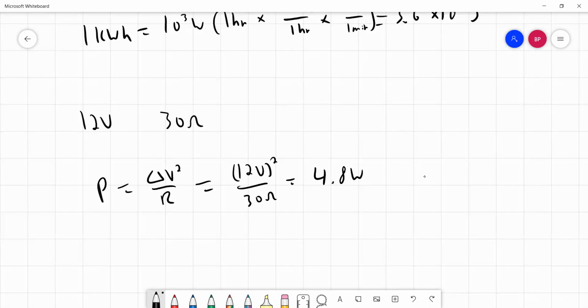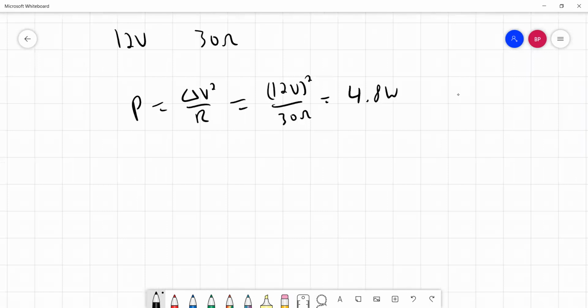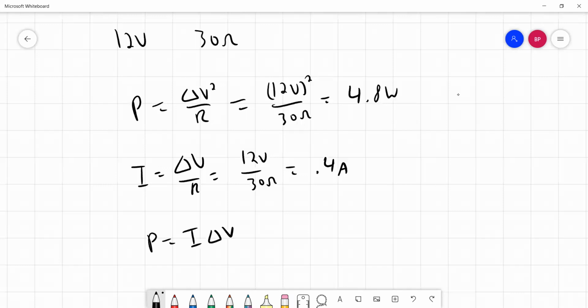Okay. Now we can also measure the current that's going through the light bulb by using Ohm's law. So we know that the current is the voltage divided by the resistance. So this is our 12 volts divided by our 30 ohms. So we have a current of 0.4 amps going through our light bulb. Now we could have also found this first if we wanted to, and then used our other version of the power formula. Doesn't really matter.